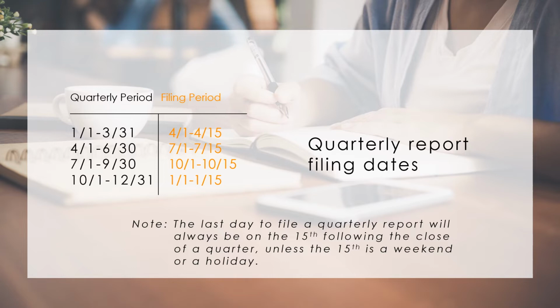As the name indicates, a quarterly report, Form D2, discloses all the activity that took place within a given quarter of the year. The 4 quarters are January 1st to March 31st, April 1st to June 30th, July 1st to September 30th, and finally October 1st to December 31st. The filing period for a quarterly report will begin the day after the close of a quarter and will continue until the 15th following the close of a quarter, unless that falls on a weekend or a holiday, in which case it will end on the next business day.